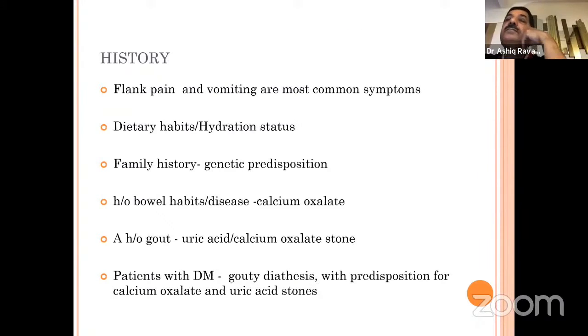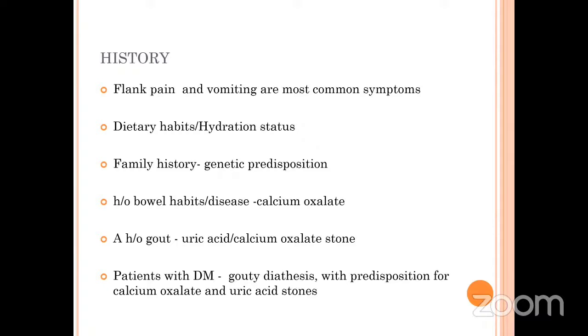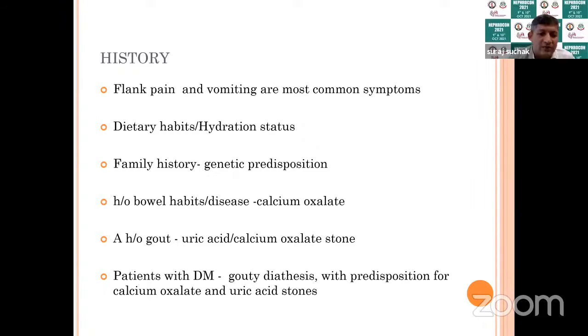The thing we would like to evaluate in history is whether the flank pain and vomiting, they are the most common symptoms of presentation. The dietary habits of the patient, the hydration status, how much fluid intake they are taking, whether the family history is significant, any history of bowel diseases, gout, and any metabolic problems like diabetes or gouty diathesis.